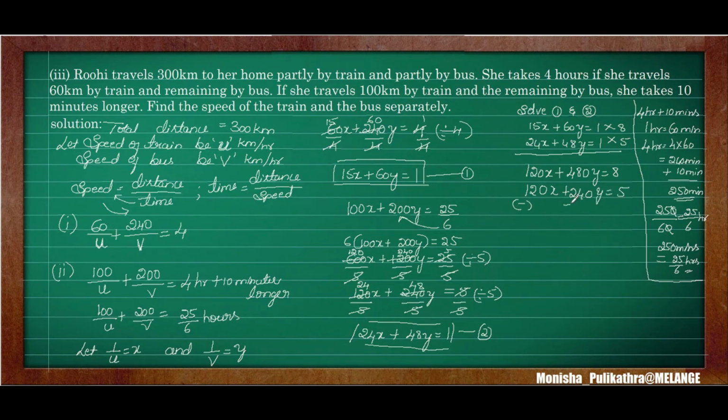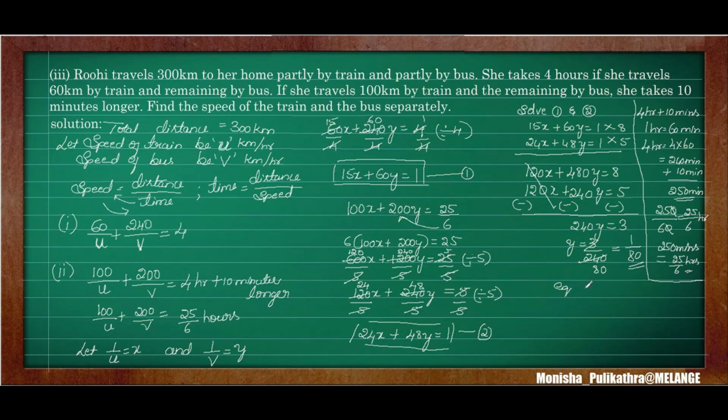So here when you change the sign, this 120 cancels out. Here plus into minus means minus. So 240y is equal to 8 minus 5 is 3. So y is equal to 3 by 240. 3 8s are 24, so 3 80s are 240. So y is 1 by 80. Okay, so y is 1 by 80.